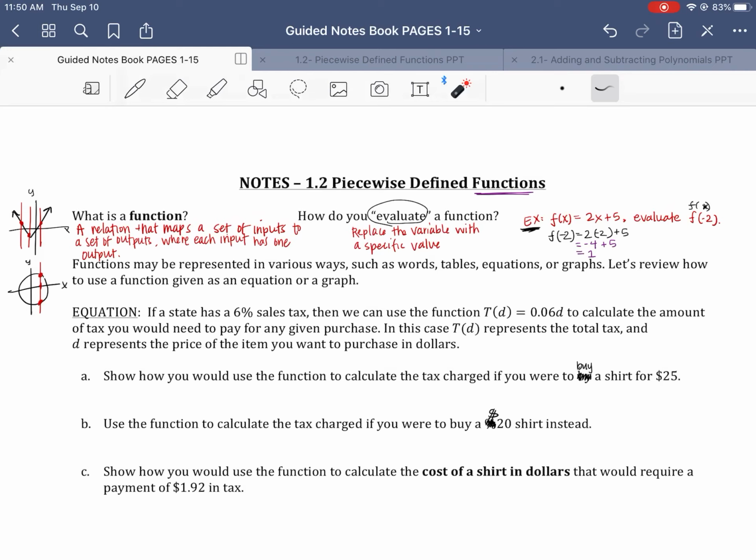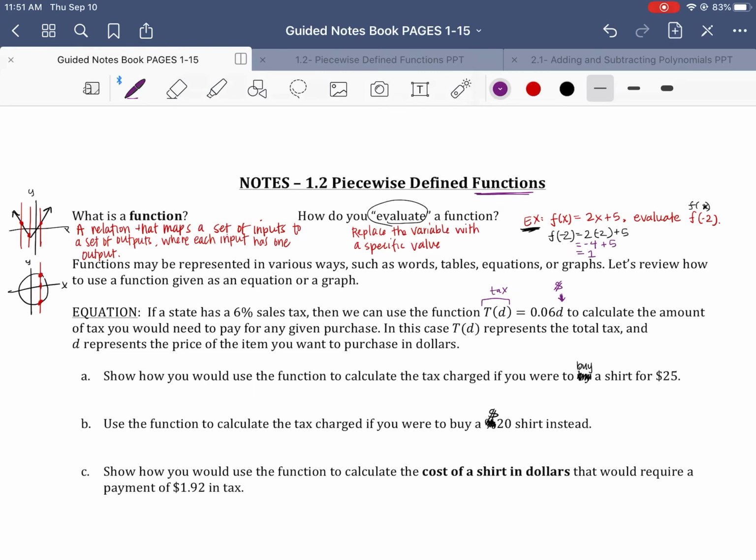If a state has 6% sales tax, then we could use the function t of d is equal to 0.06d to calculate the amount of tax you would need to pay for any given purchase. In this case, t of d, okay, represents the total tax you're going to pay, and d represents the price of the item you want to purchase in dollars. Okay, it's very common when we create a function that we use variables that make sense. So they're saying this right here, right, represents the tax you're going to pay, and this d right here represents the dollars of the cost of this shirt.